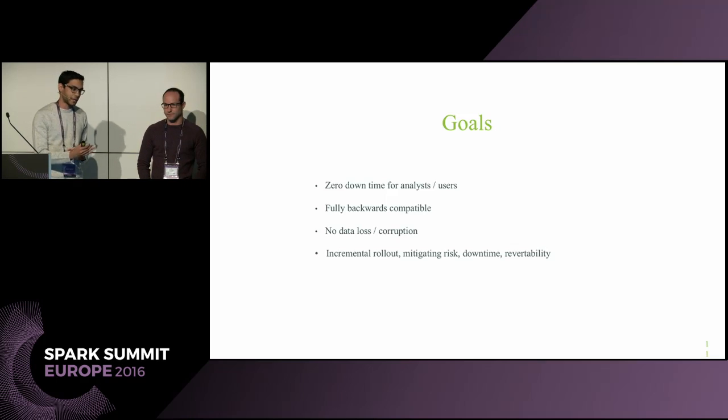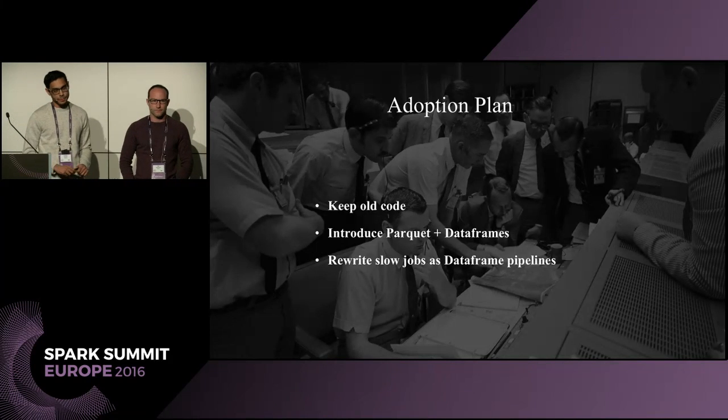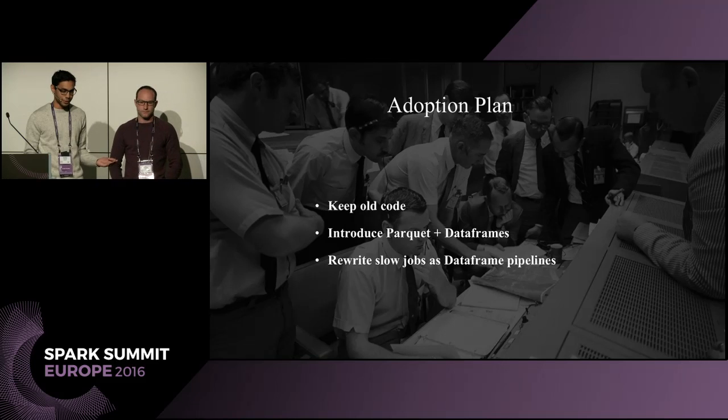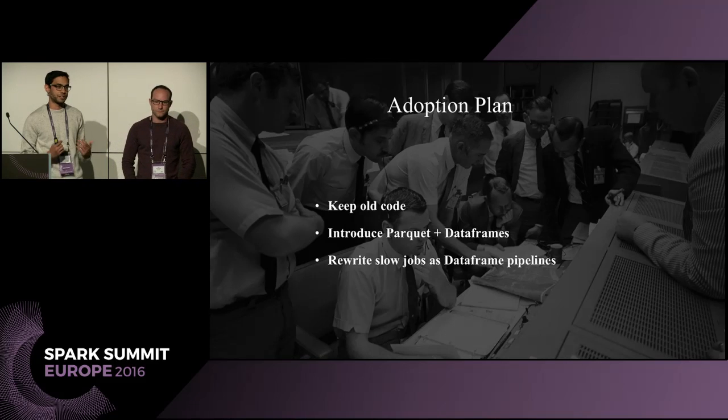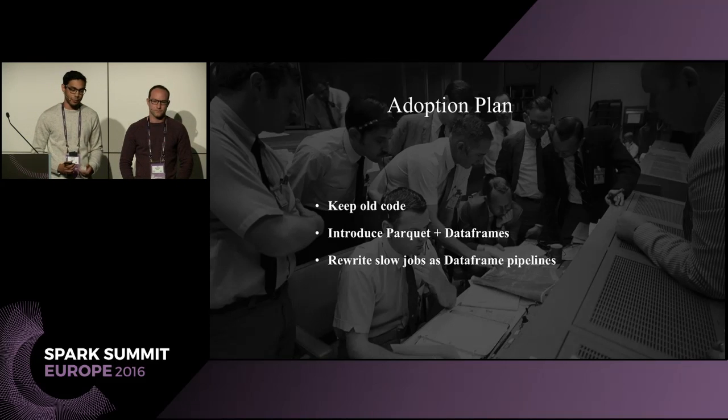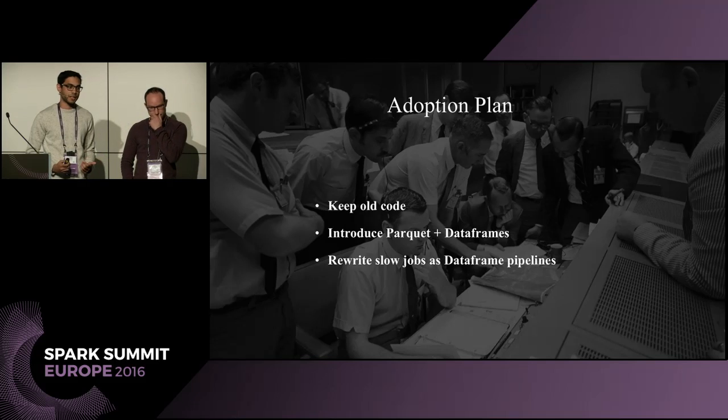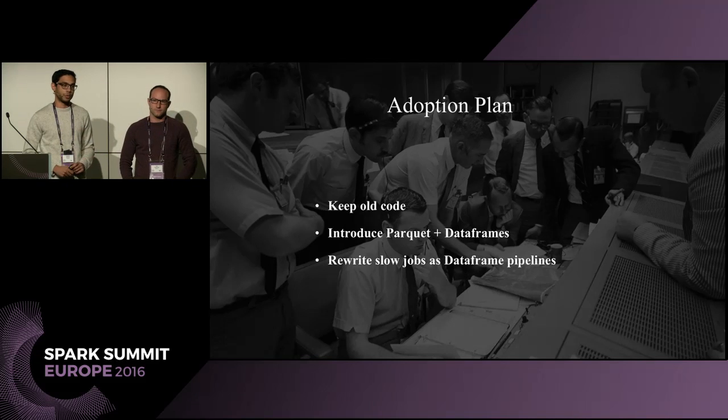Because you take a small step, if something doesn't work out, if we have a data integrity issue, we can always take a step back to a safe spot. So our adoption plan was to first start off by keeping all our old code. What this means is that basically we have this huge legacy data modeling framework, and we're going to try as much as possible to reuse all the code we have.